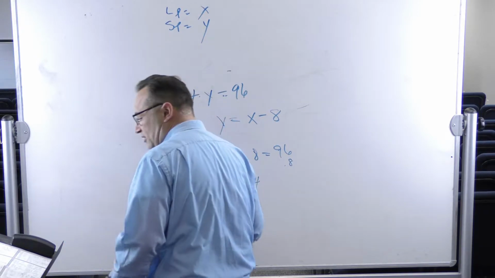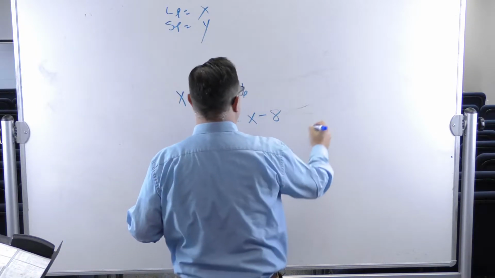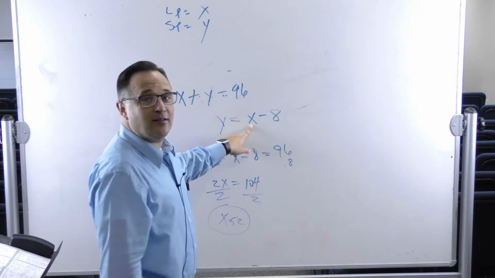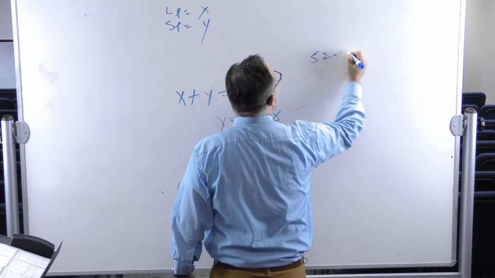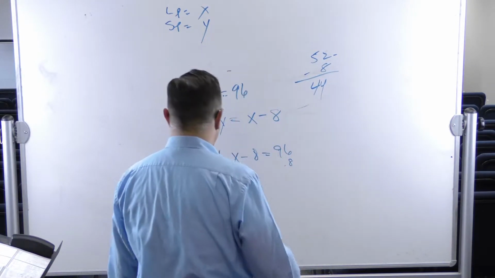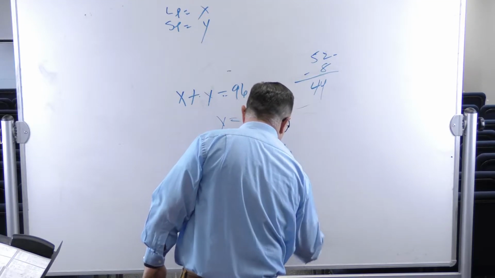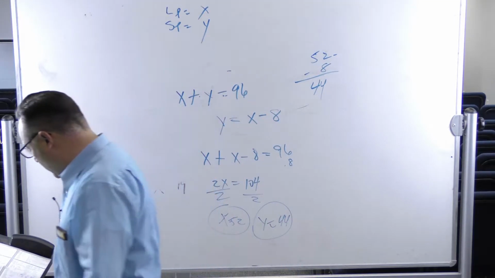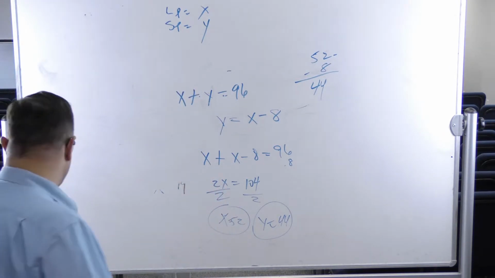So if x equals 52, then let's just plug it in right here, right? y equals 52 minus 8. Is that 44? I think so. So y equals 44, so one piece is going to be 52, the other one is 44 inches. Okay? So that's how you did that problem right there.